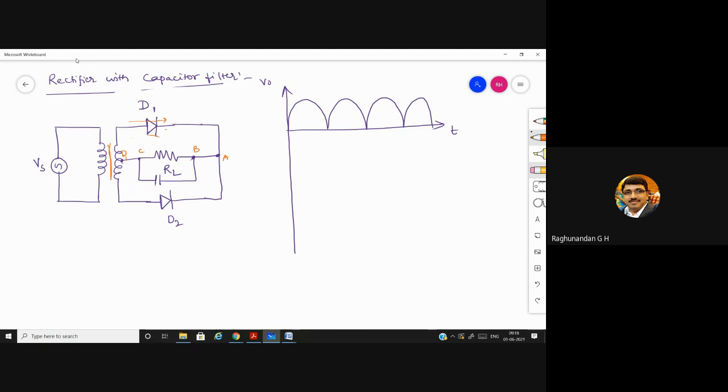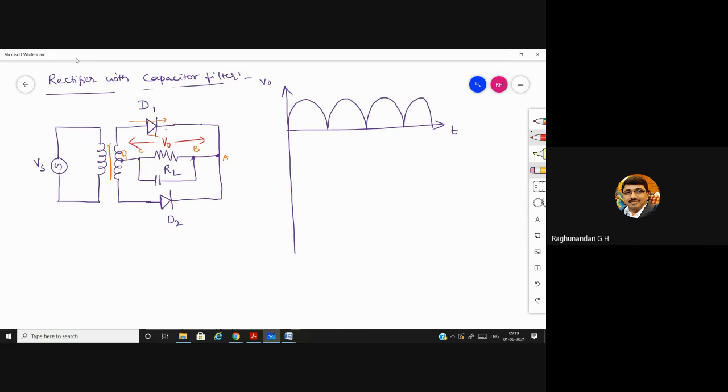Okay. So between A and B, you don't have any resistance drop. Between C and D, you don't have any resistance. So A and B are the same, C and D are the same. Now, we know that the voltage across the load resistance will be V naught.